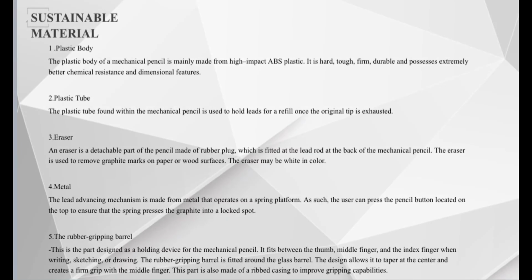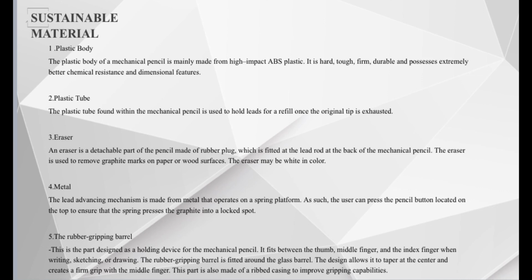Sustainable material. 1. Plastic body. The plastic body of a mechanical pencil is mainly made from high-impact ABS plastic. It is hard, tough, firm, durable, and possesses extremely good chemical resistance and dimensional features. 2. Plastic tube. The plastic tube found within the mechanical pencil is used to hold lead for a refill once the original tip is exhausted.